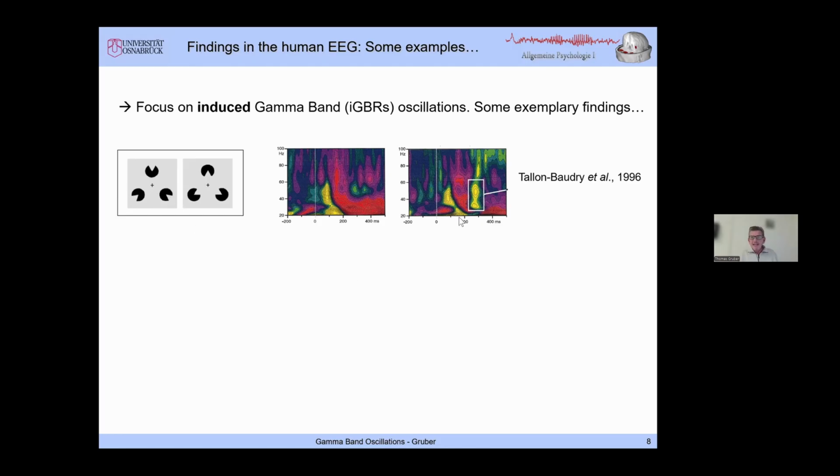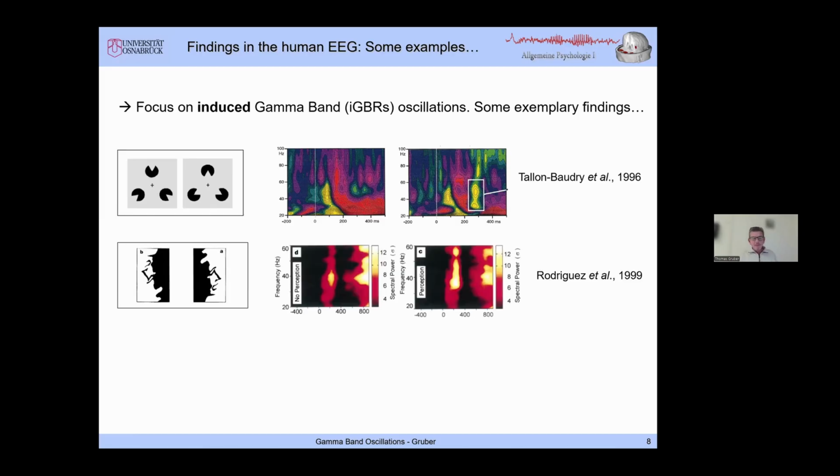And then in the results, if you look at the time by frequency plots, you clearly see at around 300 milliseconds an induced gamma blob for the triangle, but not so, and now you look please to the left side here, not so in the control condition where there's no triangle.